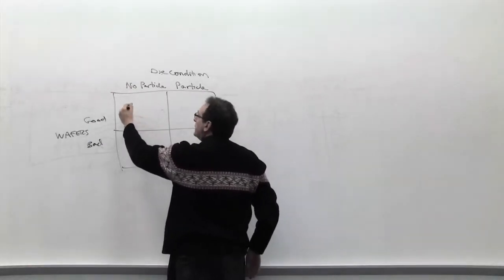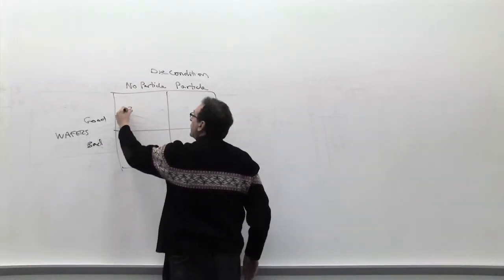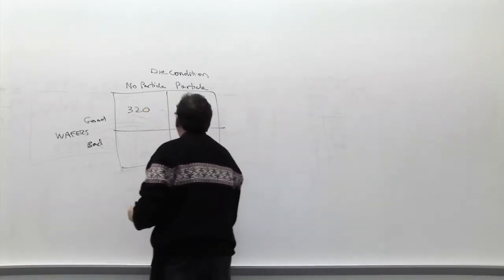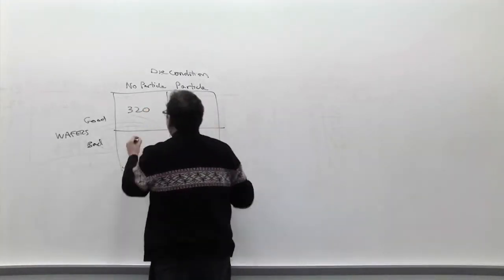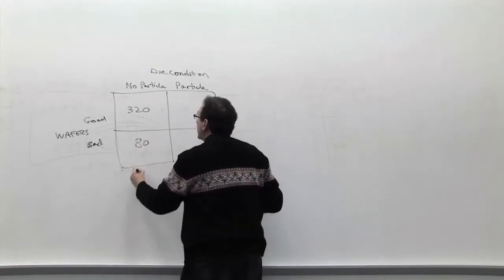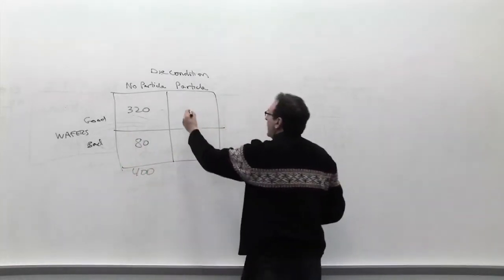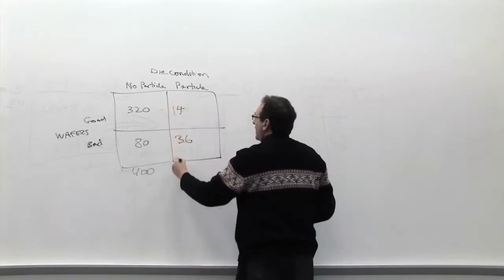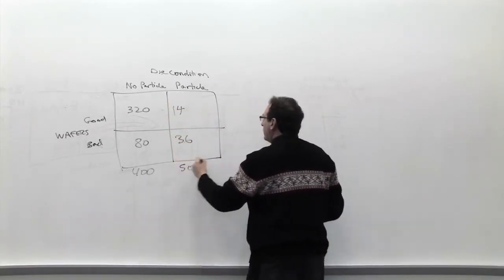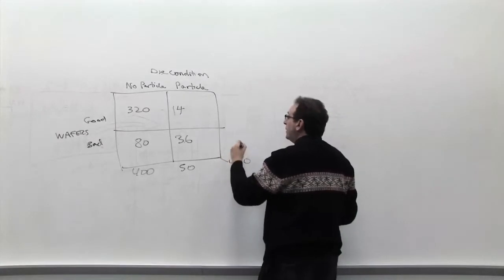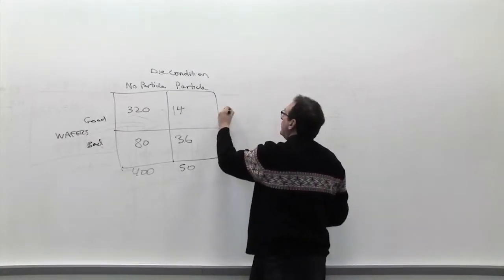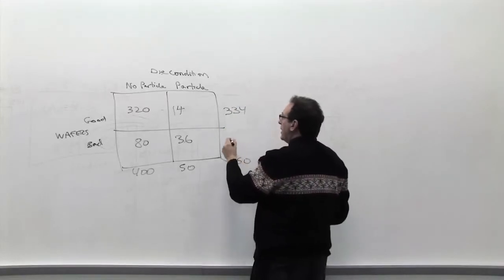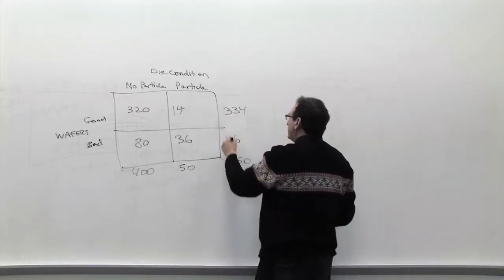And what are the numbers? 320, 80, going down, sorry. That's 14 right there. And that makes 400 of these with no particles. Right, and then 14, 36, and that makes 50. So there are 450 chips in general. There were 334 good wafers, good chips, and 116, and this adds up to 450.